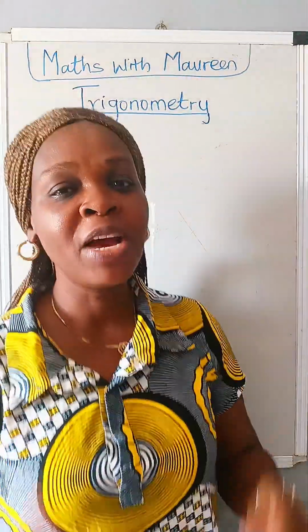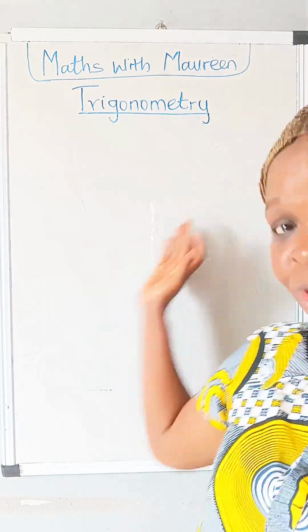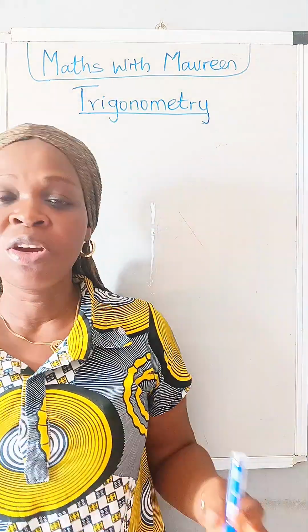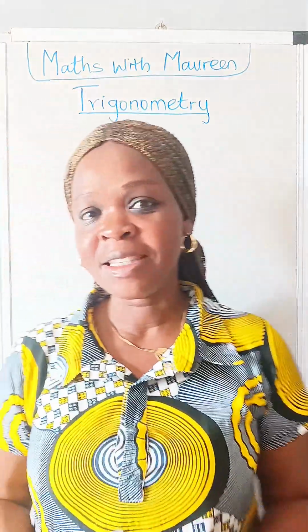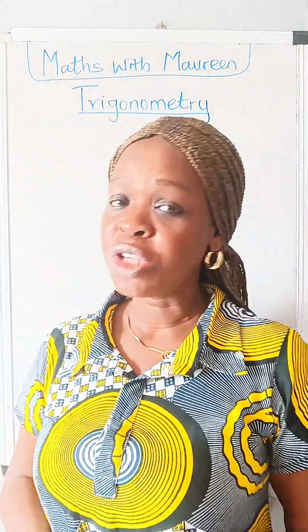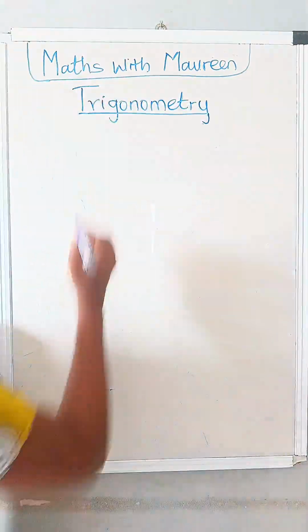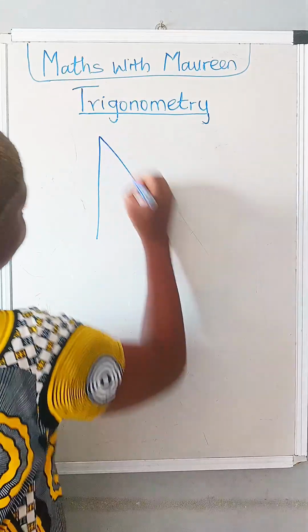Hello everyone, today we'll be discussing a branch of mathematics known as trigonometry, which simply means the study of the relationship between the lengths and angles of a triangle. But for this class, we are going to focus more on right-angled triangles. Okay, so supposing we have a right-angled triangle like this.